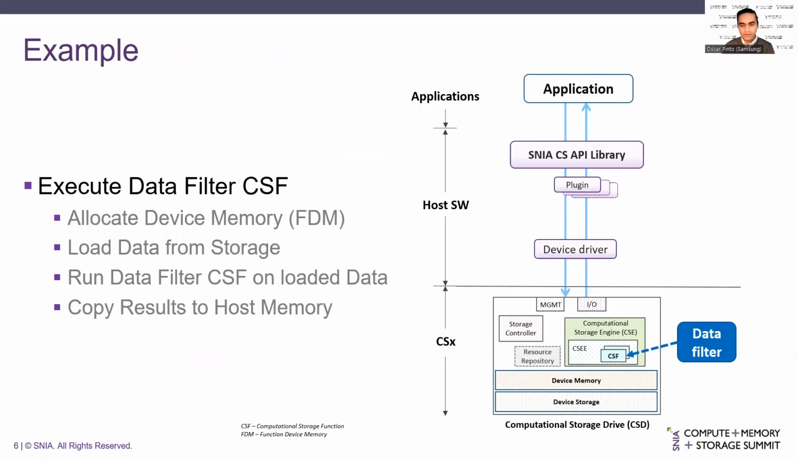We will use an example here. This example is using a data filter. For simplicity, let's say the data that we're going to work on using this data filter on the computational storage drive is animal data, so a list of animals that are there on the device. We will allocate some memory and load the data from storage, the animal data, and then we will run the data filter, the simplistic filter that filters out cats. So basically it's a cat filter. And then once the filter is run, we will copy the results of the cats that were discovered back to the host.